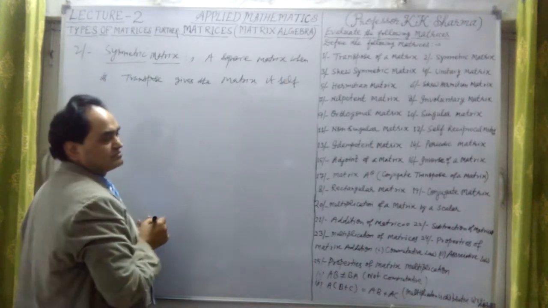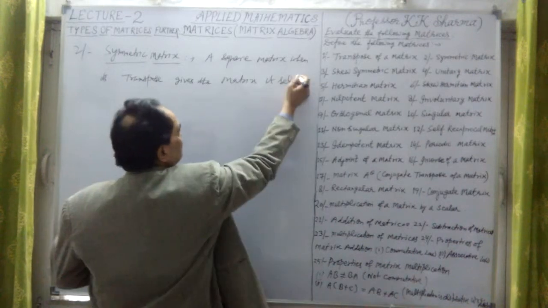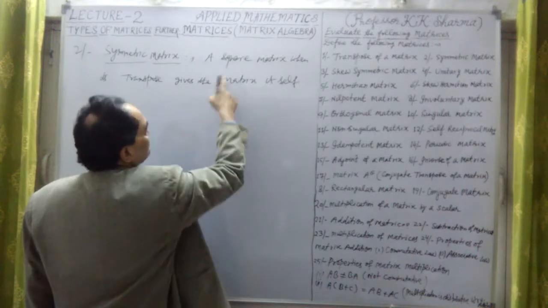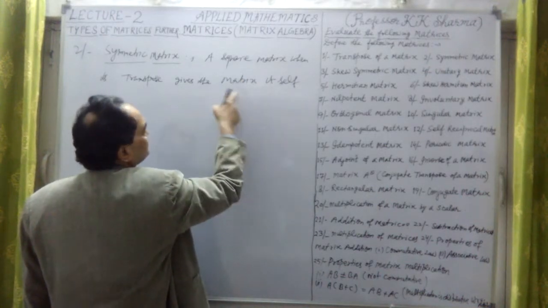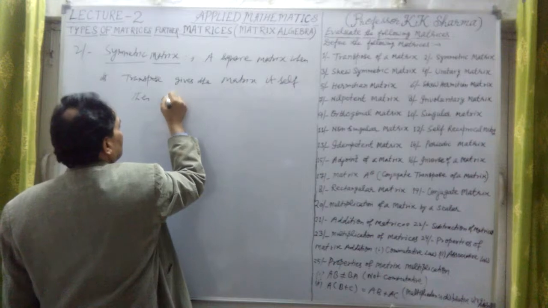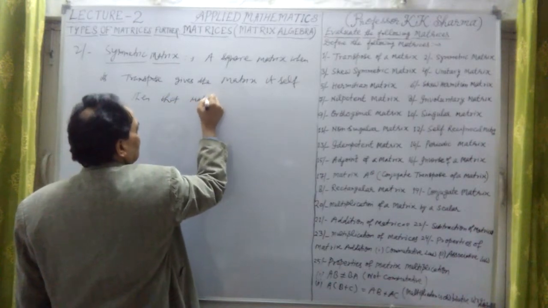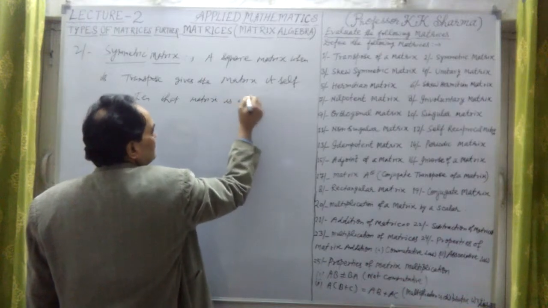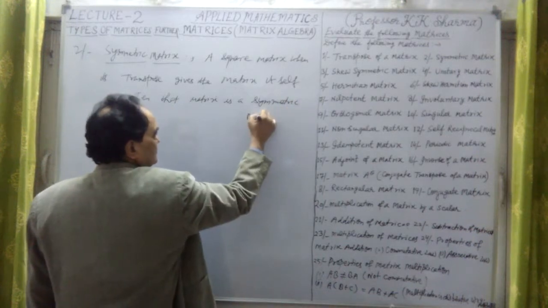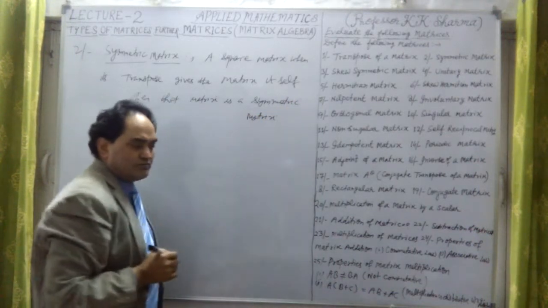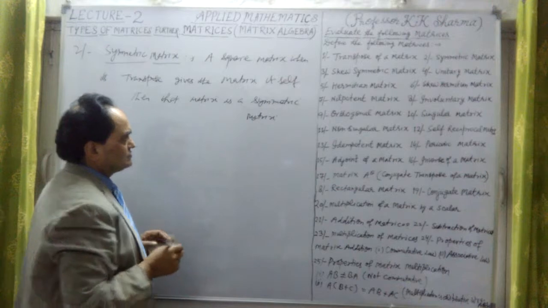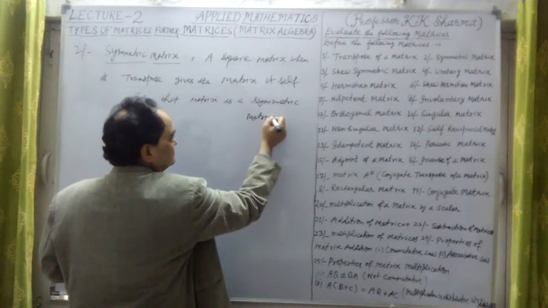Transpose gives the matrix itself. A transpose equal to A means that the matrix is a symmetric matrix. So a square matrix whose transpose gives the matrix itself is a symmetric matrix. If I transpose a matrix and it gives the matrix itself, that matrix is known as a symmetric matrix.